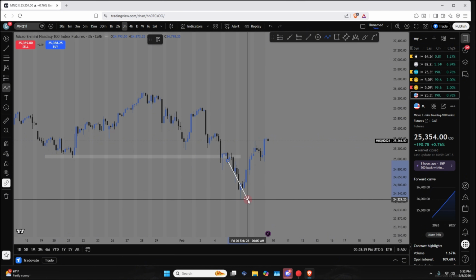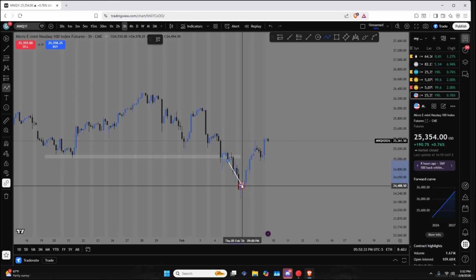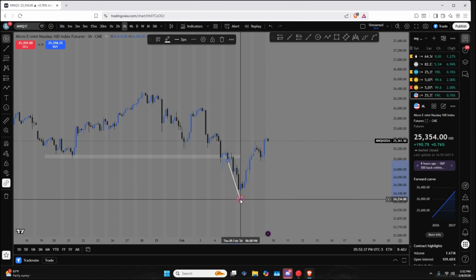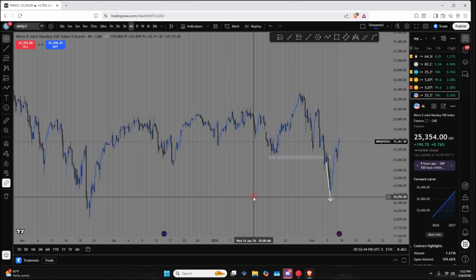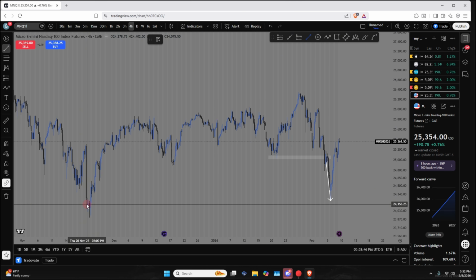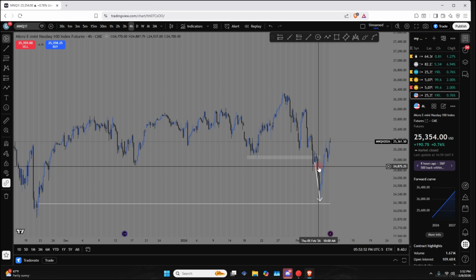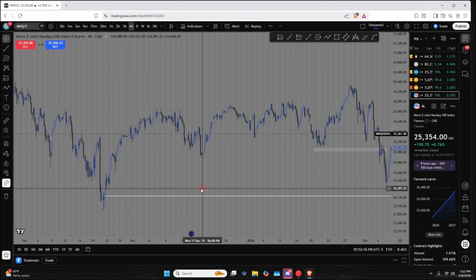But at the same time, you can always use CRT to figure out where potentially it could stop at, right? So it's a level down here at around 171. I just don't have it marked. It's a level around here where buyers were sitting. When price was selling down, I already had a picture on where price could sell down to because of CRT.